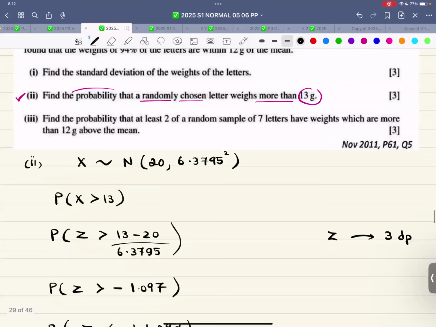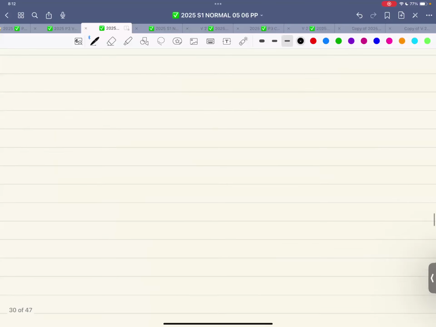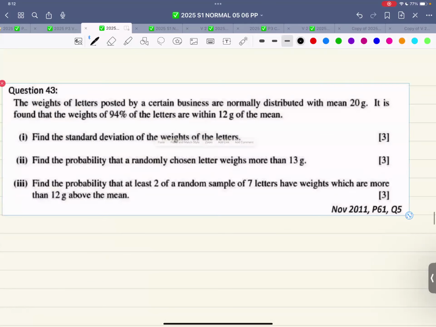Now, there is also a third part. So each part is taking a lot of space. And I'm also writing with gaps in it.